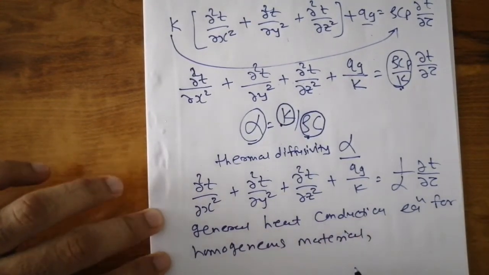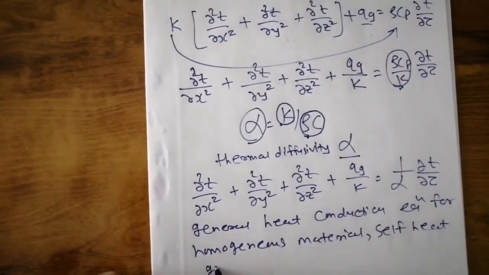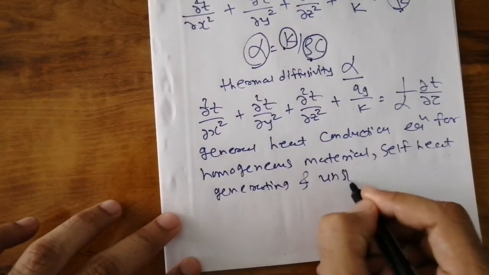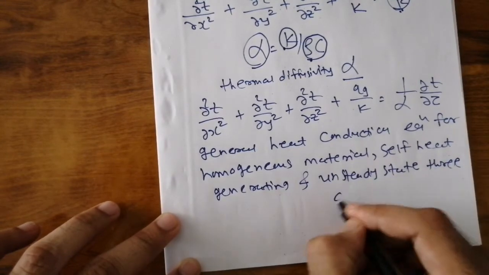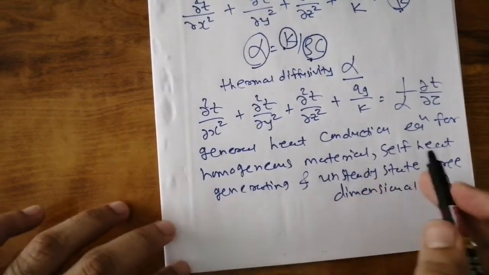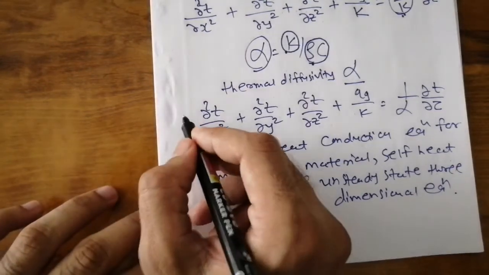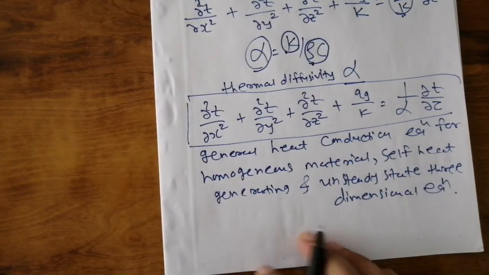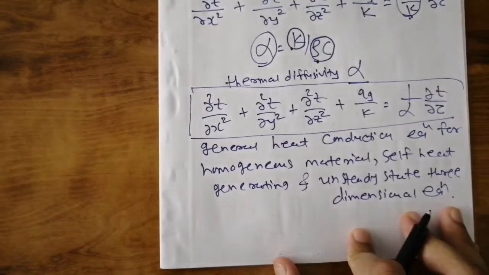Then we consider self heat generating, unsteady state, 3-dimensional equation. This is our Cartesian coordinate general heat conduction equation for the homogeneous material, self heat generating, unsteady state 3-dimensional equation.